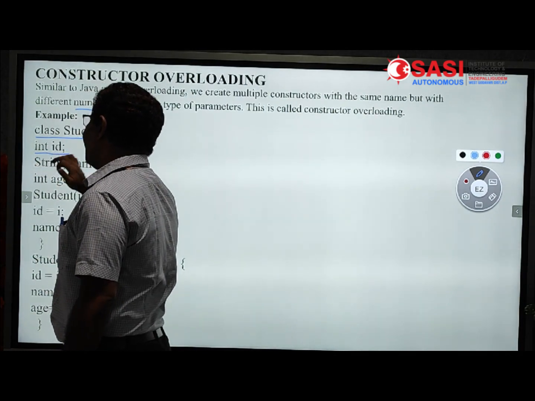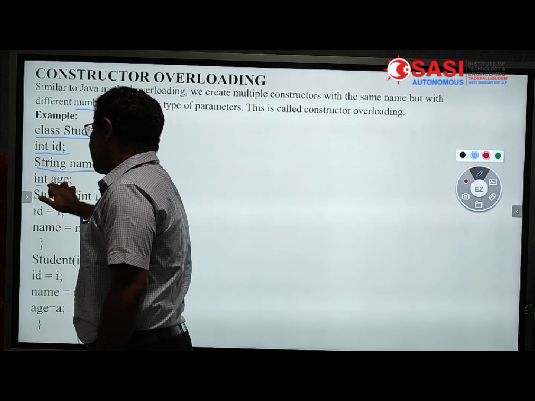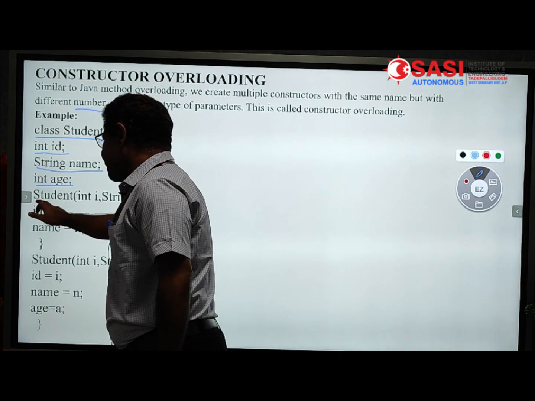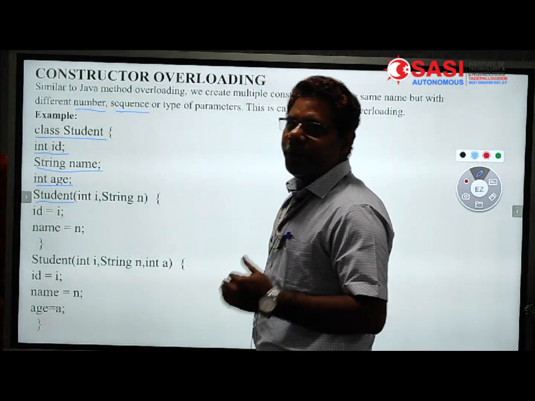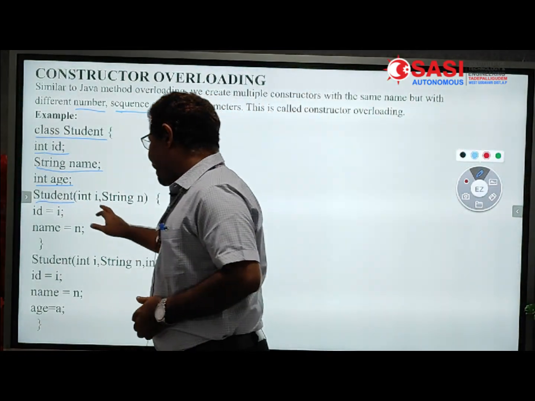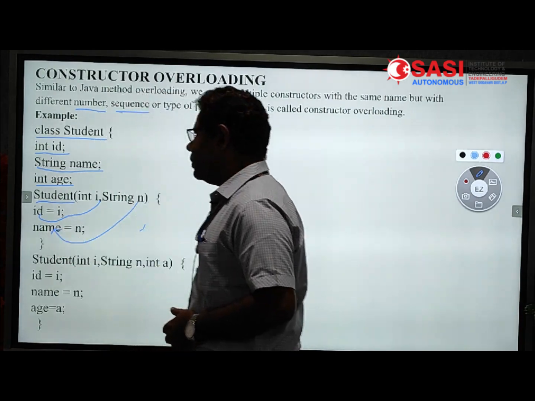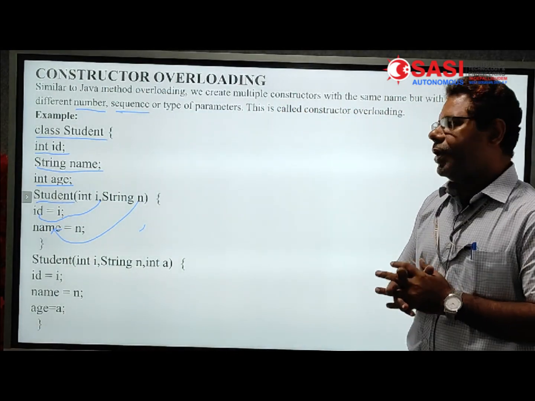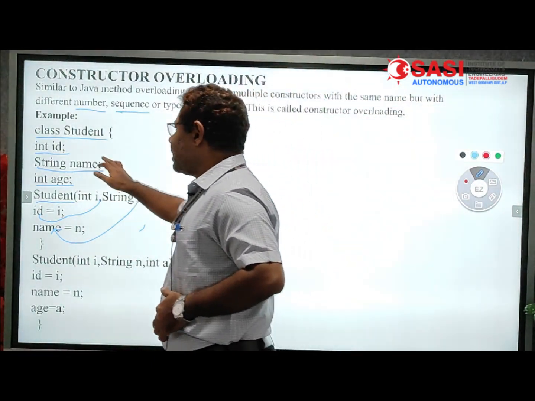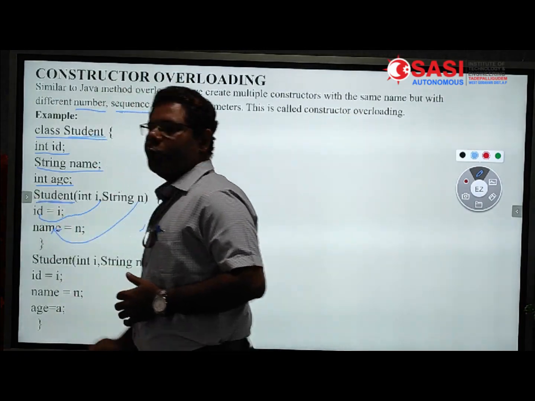It has three instance variables: int id, second one is string name, third one is int age. So we are writing a constructor Student. Using this constructor we can assign values to id and name. So i is passed to the id, next n is passed to the name. So this is the one constructor. Already we know the constructor name is the same as the class name. So the class name is Student, therefore the constructor name is also Student.